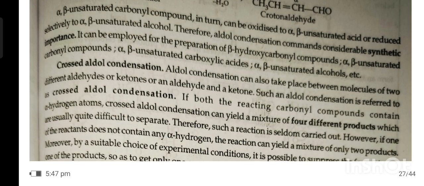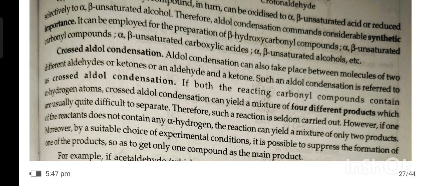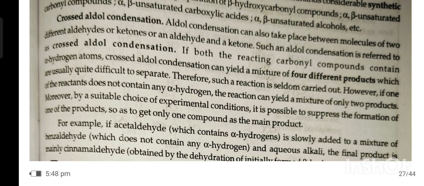Cross aldol condensation. Aldol condensation can also take place between molecules of two different aldehydes or ketones, or an aldehyde and a ketone. Such an aldol condensation is referred to as cross aldol condensation. If both the reacting carbonyl compounds contain alpha hydrogen, the products are usually quite difficult to separate. Therefore, such a reaction is seldom carried out.